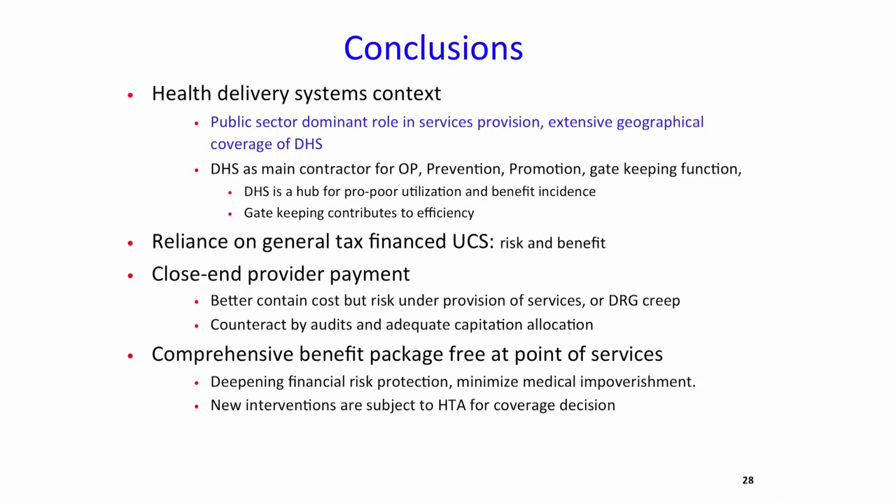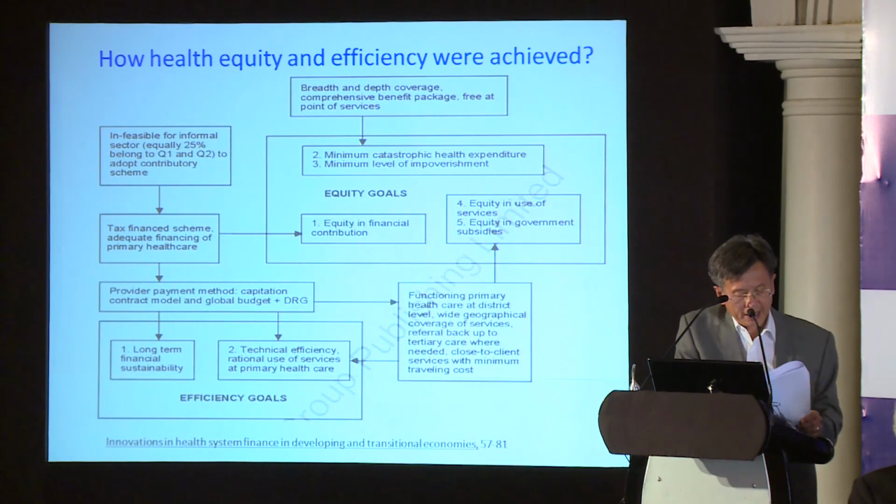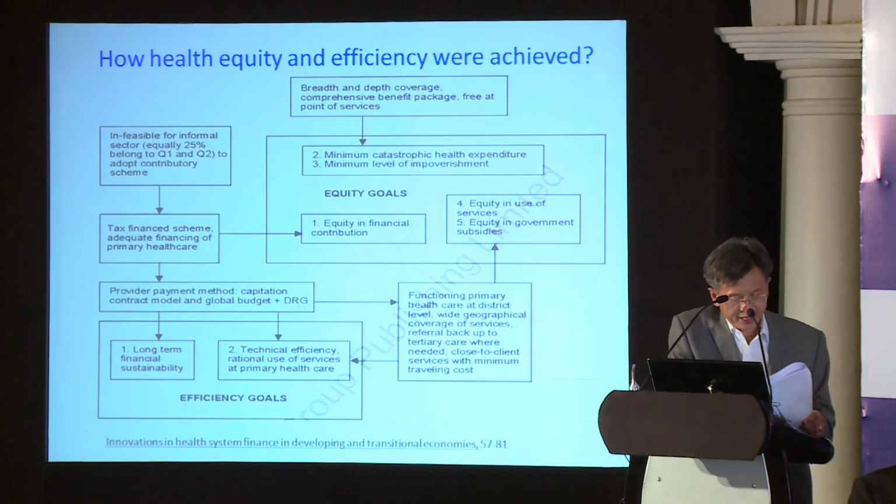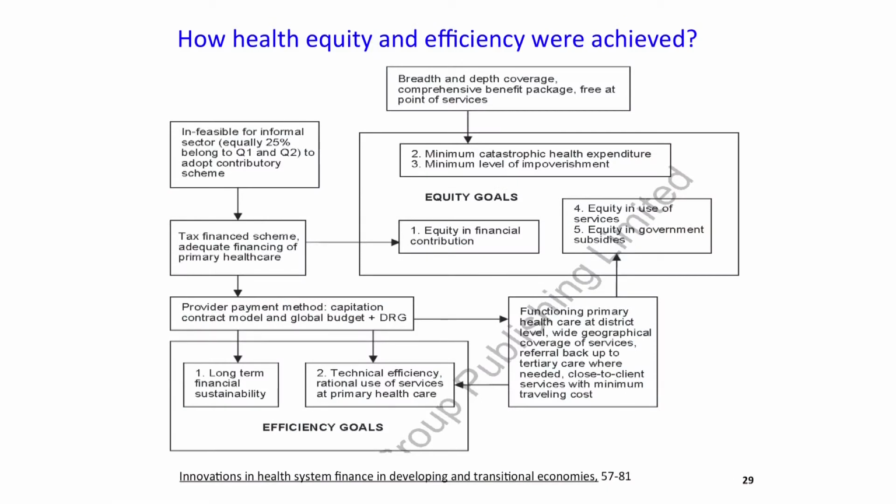Cross-end provider payment contributes to efficiency and cost containment, and the comprehensive package results in a high level of financial risk protection. Equity goals and efficiency goals are achieved through different policy interventions as described so far in the previous slides. If you look at the boxes, equity goals here and efficiency goals. And these are the key interventions that my 2 cents of sharing with you should be useful.